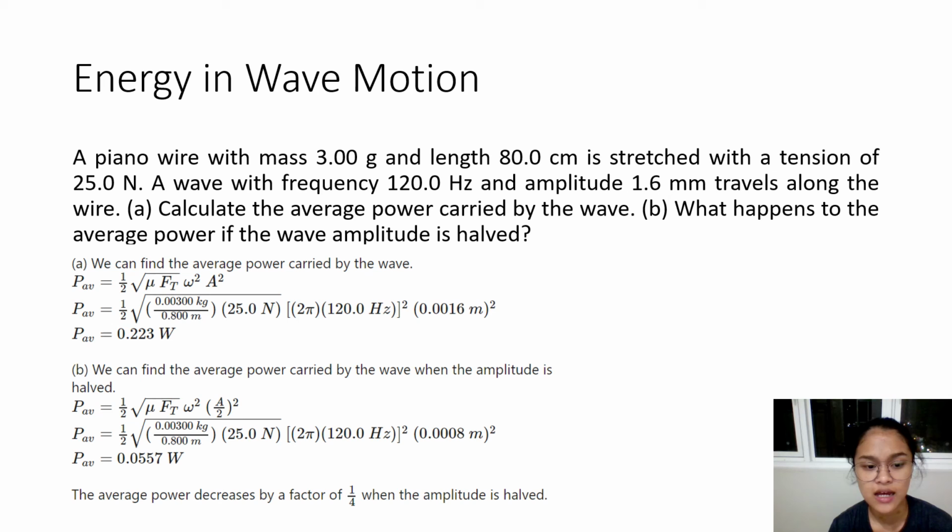So you just halve the amplitude, and now you will be getting 0.0557 watts. So the average power decreased by a factor of 1/4 when the amplitude is halved.